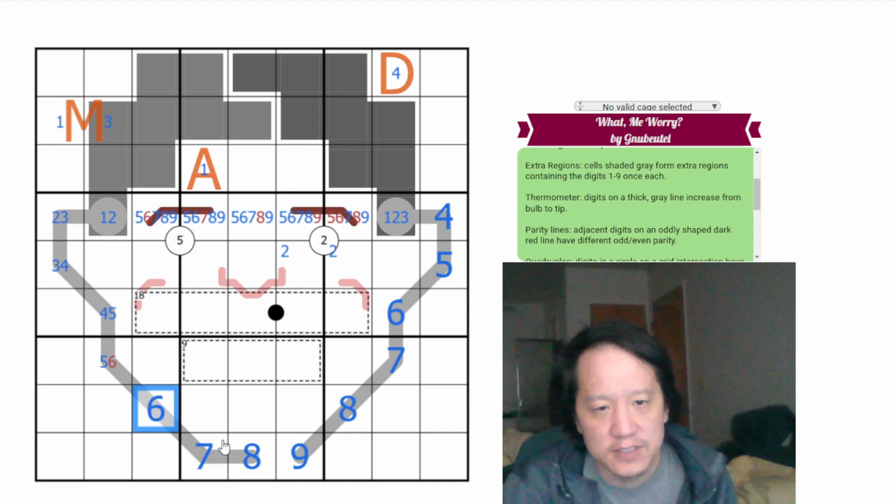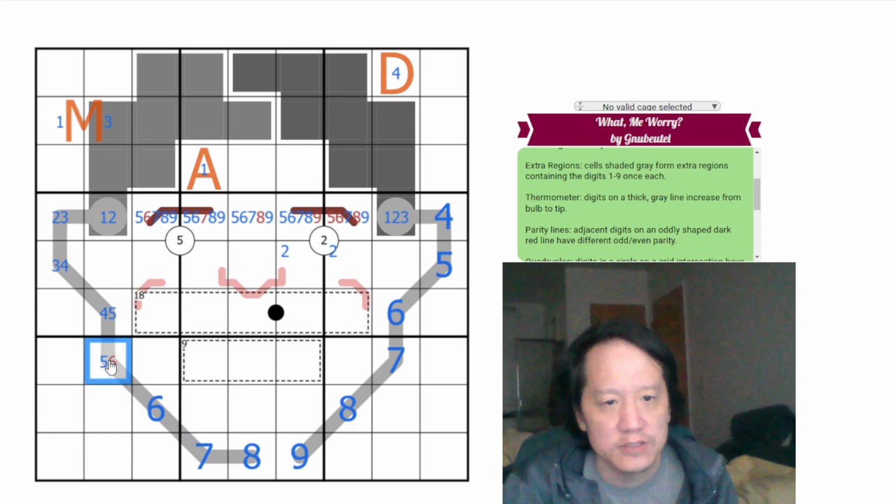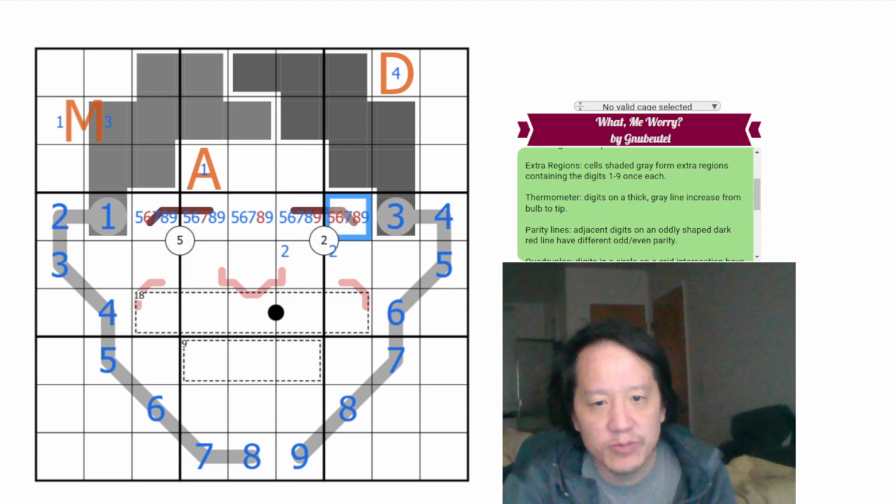This has to be 6 because it has to be always increasing, so this is always less. 5, 4, 3, 2, and 1. So then now we know this is 3. This cannot be 7 or 9. Oh, wait, no. It is 7 or 9. It cannot be 5, 6, or 8 because 5, 6, and 8 eliminate all of those possibilities.